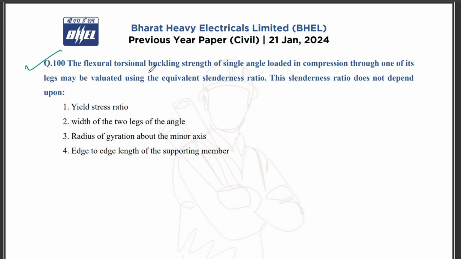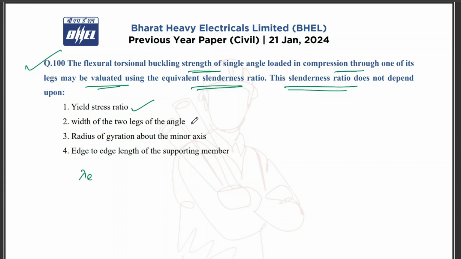Question number 100. The flexural torsional buckling strength of a single angle loaded in compression through one of its legs may be evaluated using the equivalent slenderness ratio. So the equivalent slenderness ratio, lambda E, is mainly influenced by the yield stress ratio. It impacts the buckling strength but indirectly.